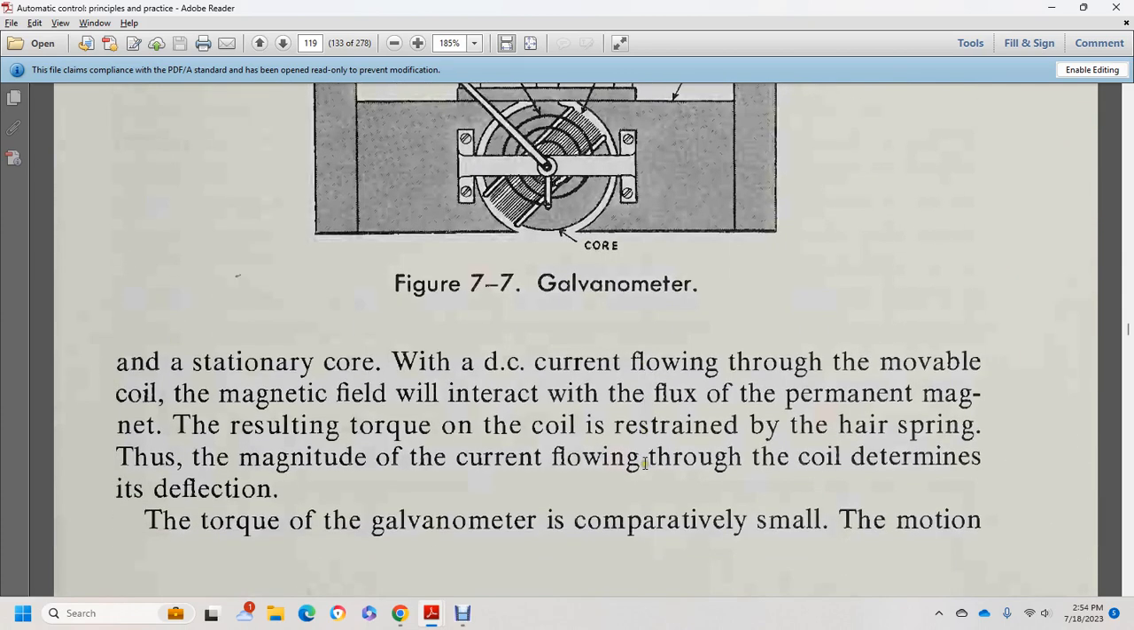A stationary core with a DC current flowing through a movable coil; the magnetic field interacts with the flux of the core permanent magnet, resulting in torque on the coil, restrained by a hairspring. The magnitude of the current flowing through the coil determines the deflection.